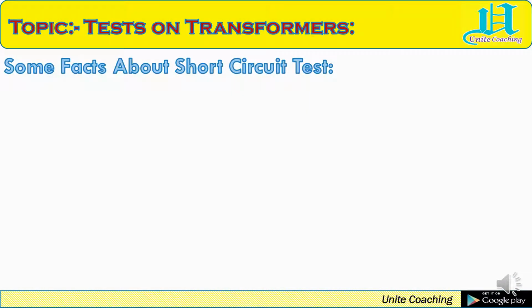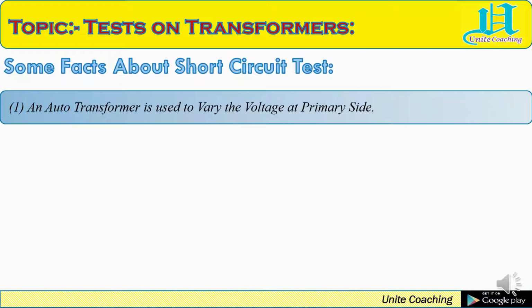Let us see some facts about the short circuit test conducted on a transformer. Fact number 1: the auto transformer is used to vary the voltage at the primary side. That means this is the device which decides how much voltage is to be supplied to the transformer.